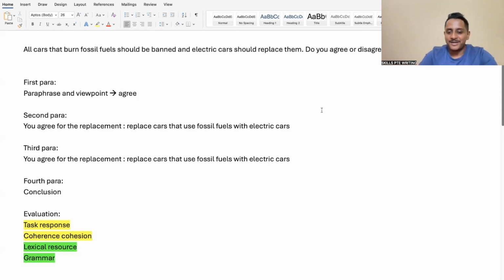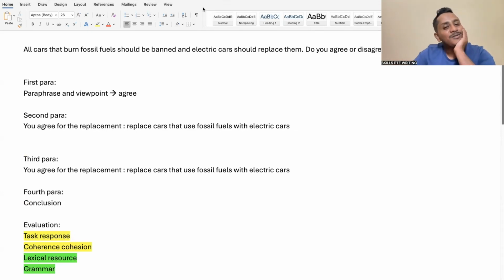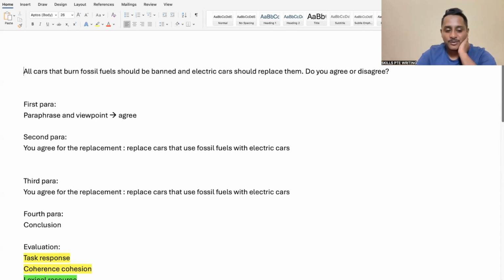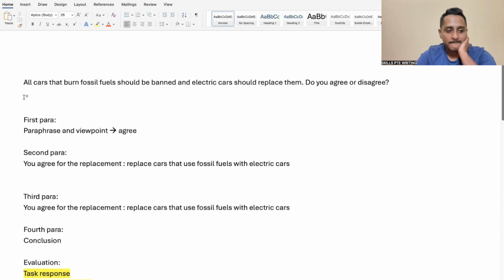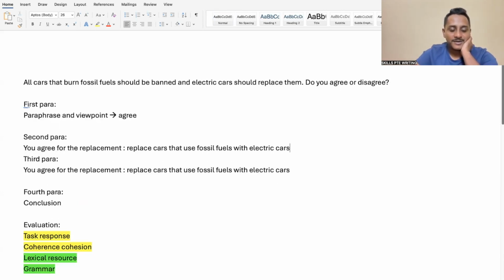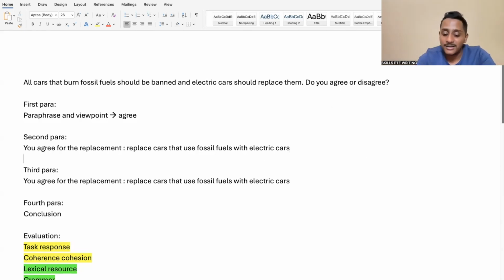Now, what is the right idea for the second paragraph? Can anyone help me identify the right idea? One of the ideas, please. What could be the right idea for this particular question? The question is right over here. Let me arrange it neatly. What would be the right idea for this question? Low cost. No, that's a wrong idea. Low cost is not even what we're talking about. Very good. Eco-friendly. Great. Now, second paragraph, you agree for the replacement. Replace the cars that use petrol or diesel with electric cars because these electric cars are eco-friendly. That's the right idea.